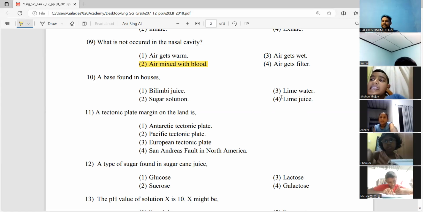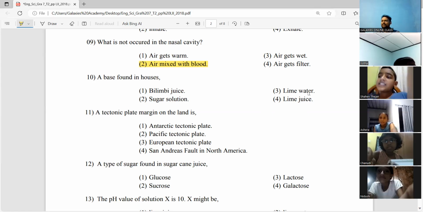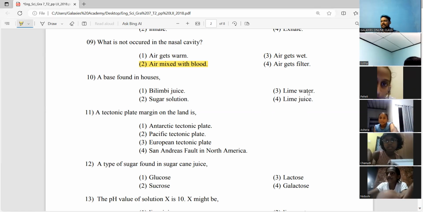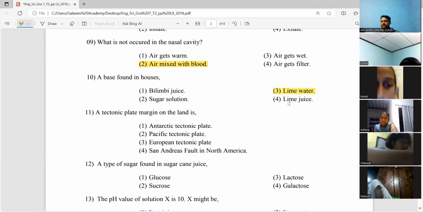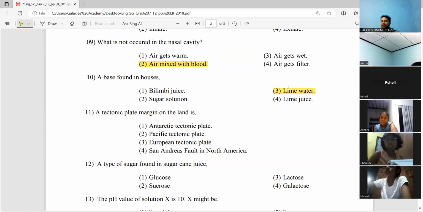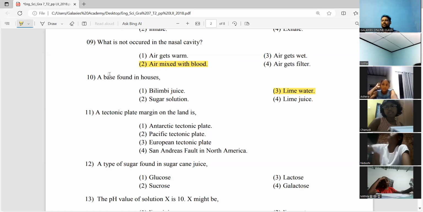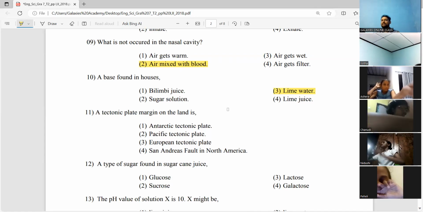Acid. Lime water, what does it mean? Hunu diya, lime water. What kind of substance is lime water? Acid or base? Base. Base. Sugar solution, neutral substance. Lime juice, acidic. So which base can we find in the home? Lime water.